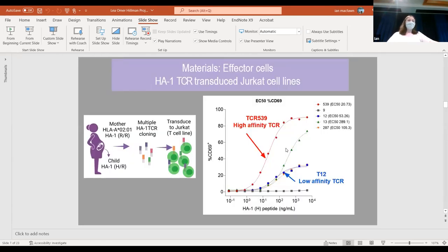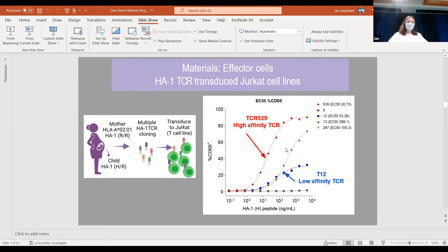So the materials: we used effector cells, HA1 TCR, which is just T cell receptor transduced Jurkat cell lines. If you look, we got the cells from a mother, we cloned them, and of all of those clones, we took five of them. We took TCR539, TCR9, TCR12, TCR13, and TCR287. But we are focused on TCR539 and 12. We're going to compare those affinities and see which one is stronger. That's what affinity means, like the highest strength.